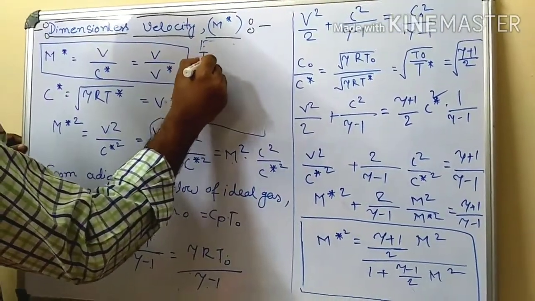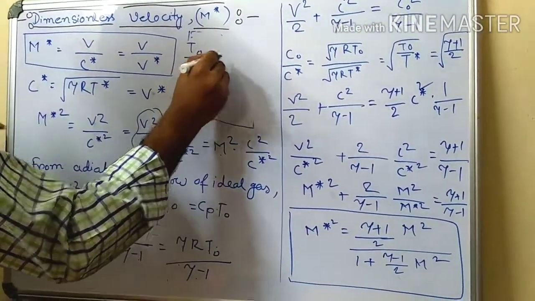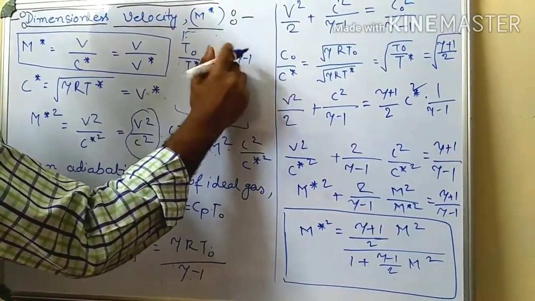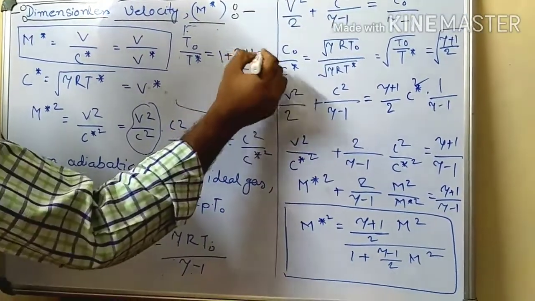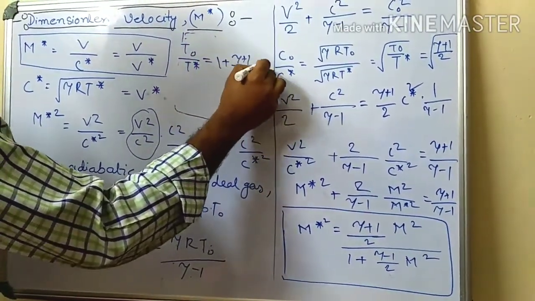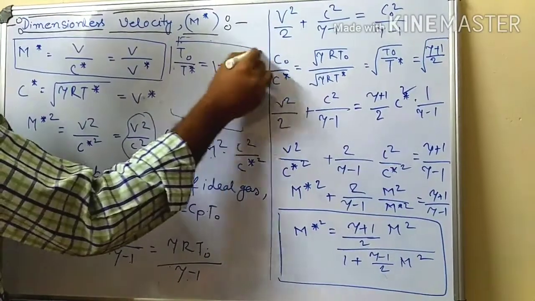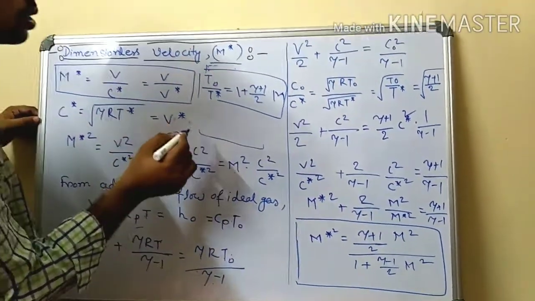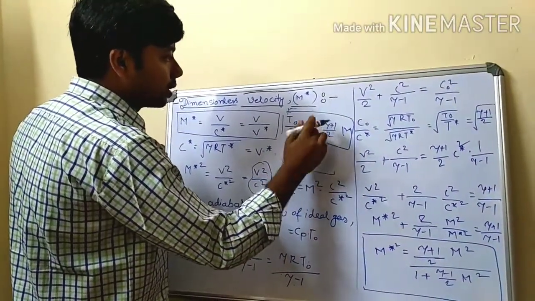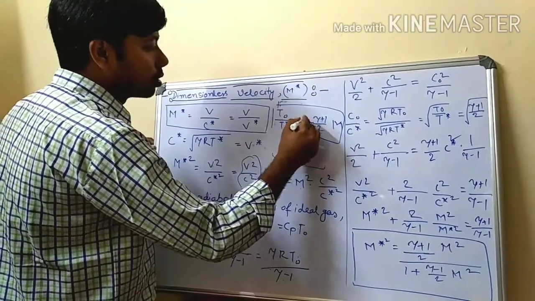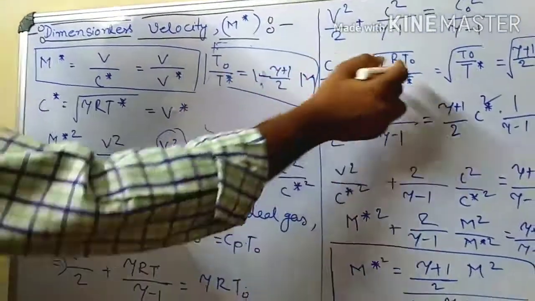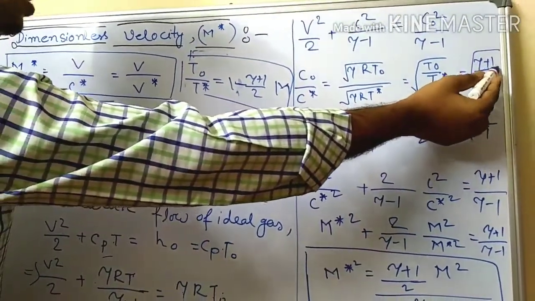T0 by T star is equal to 1 plus (gamma minus 1) by 2 times M squared. So these are the equations. Now, if you put these values here, if M is equal to 1, this will be minus. If it is minus, the equation becomes T0 by T star, which can be written as under root of gamma plus 1 by 2.